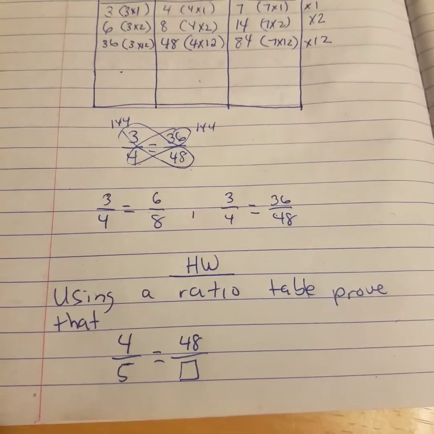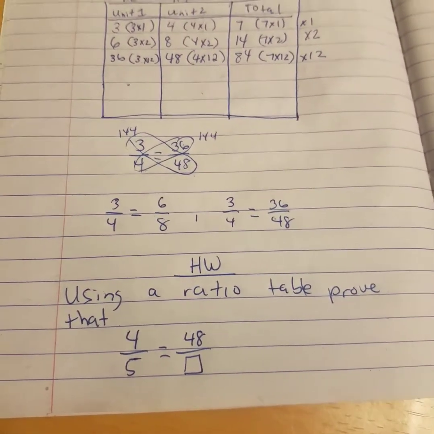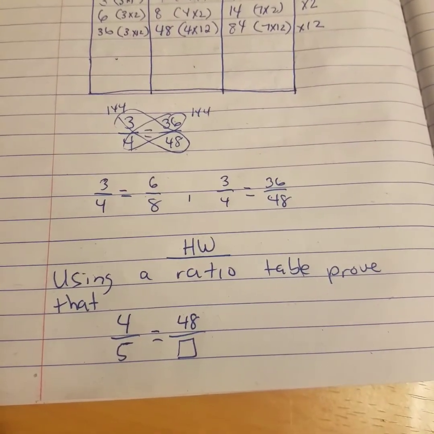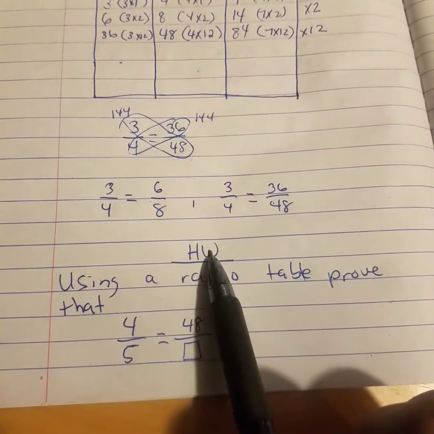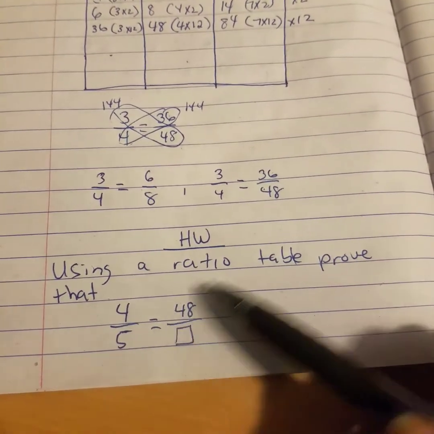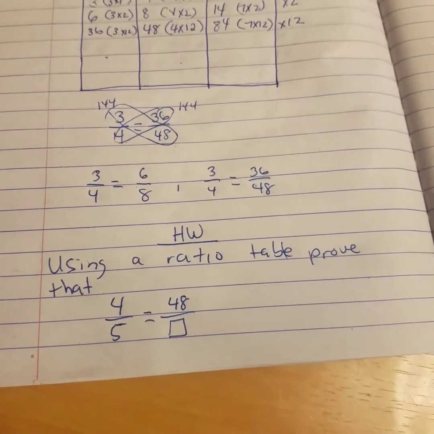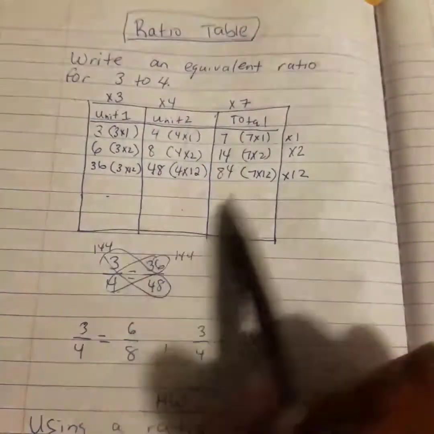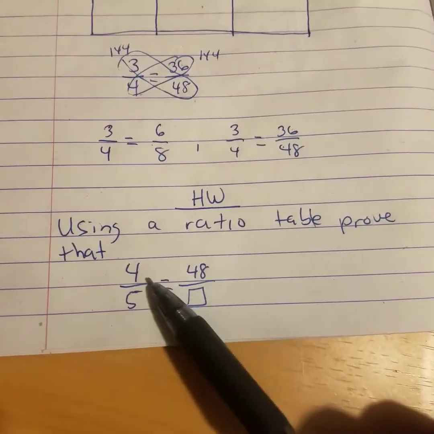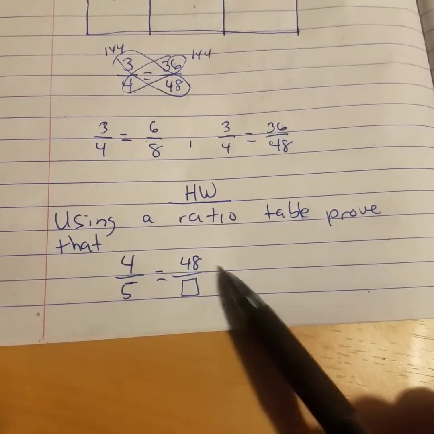Alright, so your homework will be due on Wednesday, the 11th. Remember, I told you guys that I'm going to give you an extra day because we're off on Monday. Your homework will be, using a ratio table, prove that 4 to 5 is equivalent to 48 to whatever the missing quantity is. So you're going to use a ratio table to prove whether 4 to 5 can be equivalent to 48 to whatever the missing quantity is.